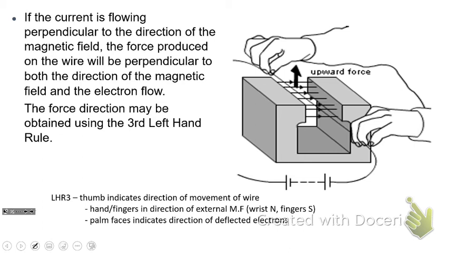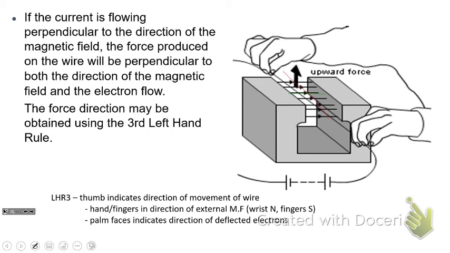Okay. So if current is flowing perpendicular to the direction of the magnetic field, the force produced on the wire will be perpendicular to both the direction of the magnetic field and the electron flow. Okay, so if electrons are moving this way and the magnetic field's going that way, perpendicular is up and down to that, right? We're going like this, and then we're going like this. That is still perpendicular, right? We agree on that? Yeah. All right, cool.